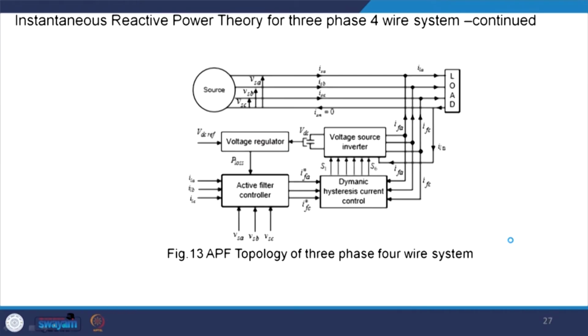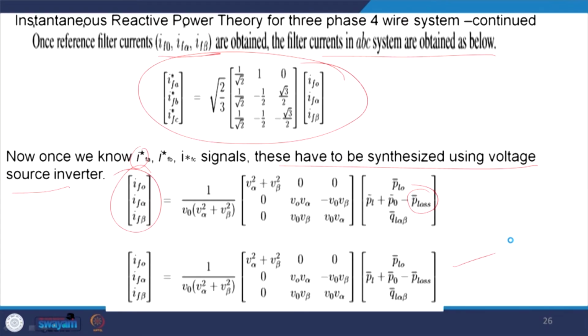So, if you go back, now you get this from these calculations. Once you get this, you go here, and by this transformation you calculate IFA, IFB and IFC. This is the way of calculating the reference in the case of the reactive power theory.